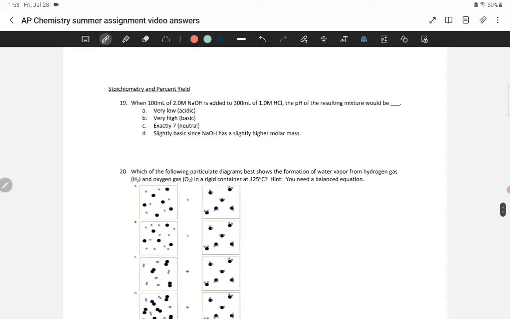Okay, now we have some stoichiometry here. To do stoichiometry, we're going to need balanced chemical equations if it's a chemical reaction. Number 19. We have some chemicals that are going to react. The chemical reaction is a 1-to-1 reaction. I would normally write the ones, but NaCl and H2O. So we need equal amounts of both of those chemicals.